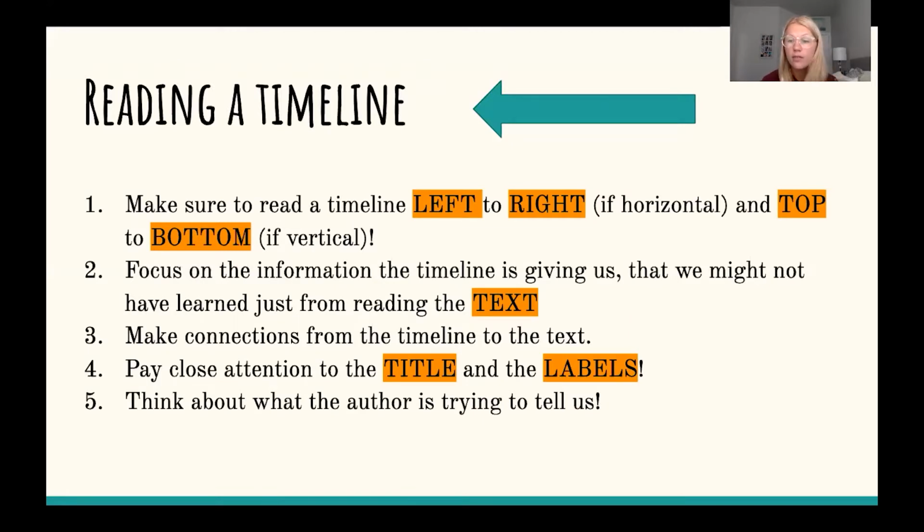Number 3, make connections from the timeline to the text. So when you're reading this information in the timeline, think to yourself, what does this have to do with the text? How is this important to the text?